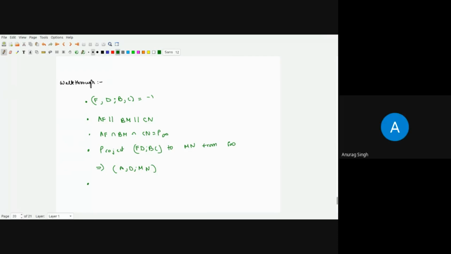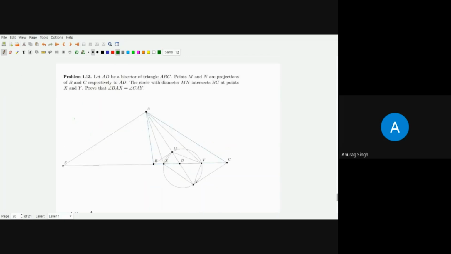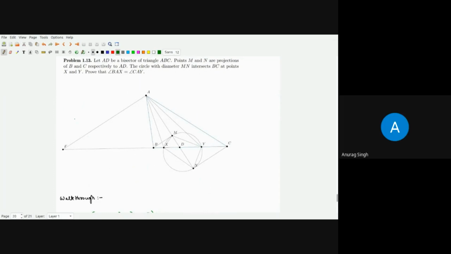FDBC is equal to, from the perspective of the point at infinity, FNM. Can you see the diagram? Yes. Then we can get it to be FDMN. How do you get that? We project X to M and Y to N.